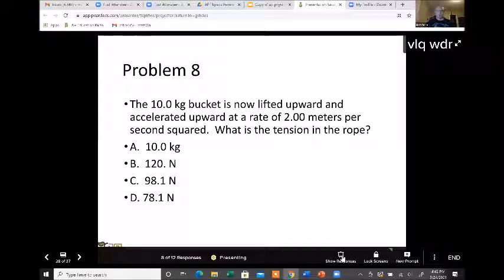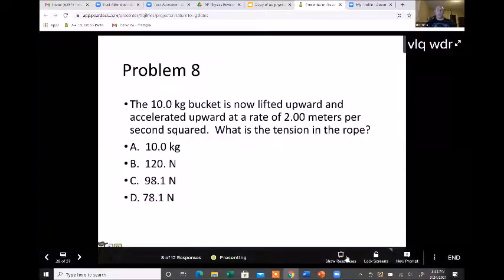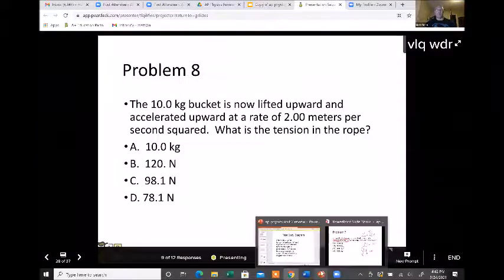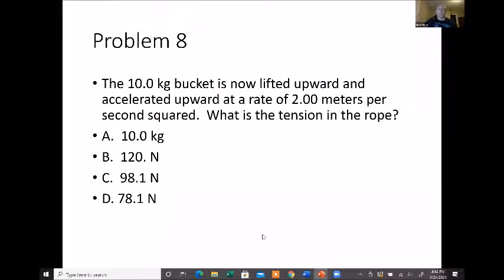So I'm going to see what you're thinking. A lot of you are thinking B. Several of you are thinking D. So let's go back to my PowerPoint. And again, let's go back to our good old free body diagram. So we know that we've got weight acting downward on this thing, Fg.